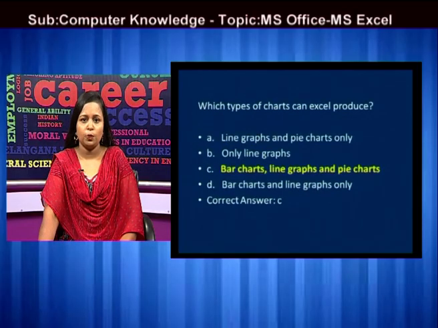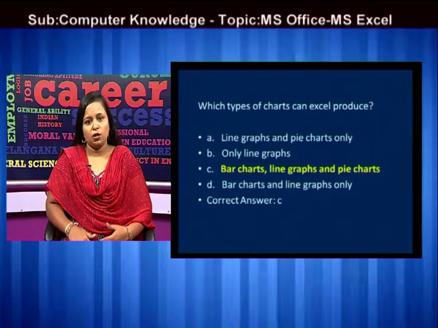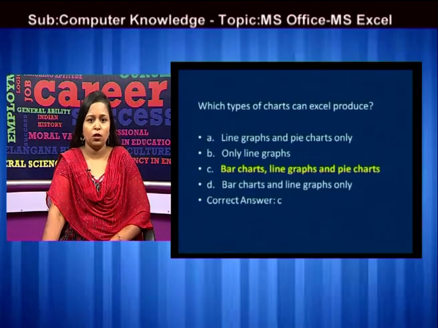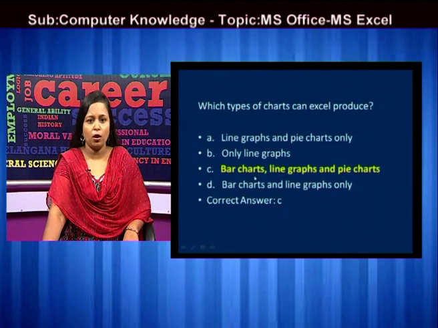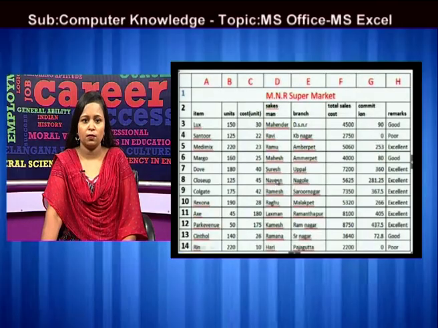Next, which types of charts can Excel produce? Bar charts, line charts and pie charts, different types of charts Excel produces. So we have to click the answer for bar charts, line charts and graphs, pie charts. These are the correct answer for C.